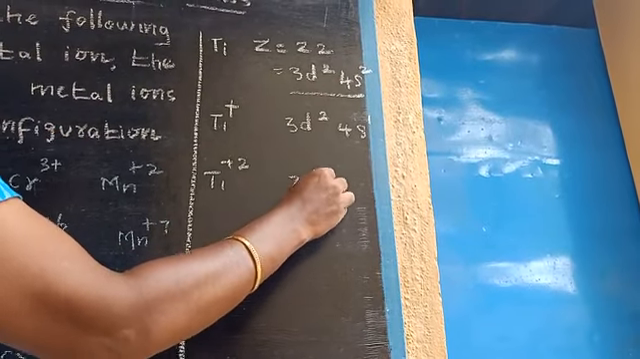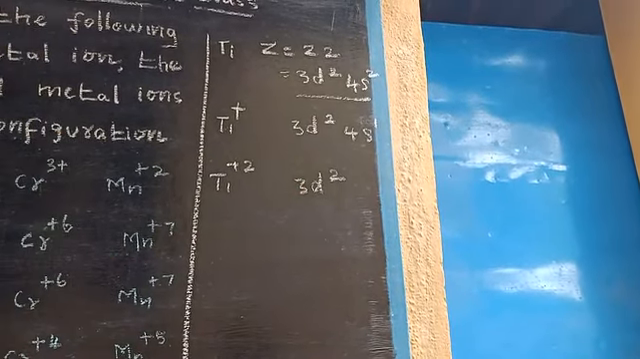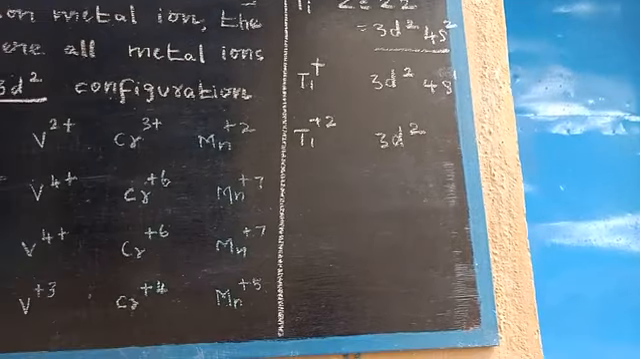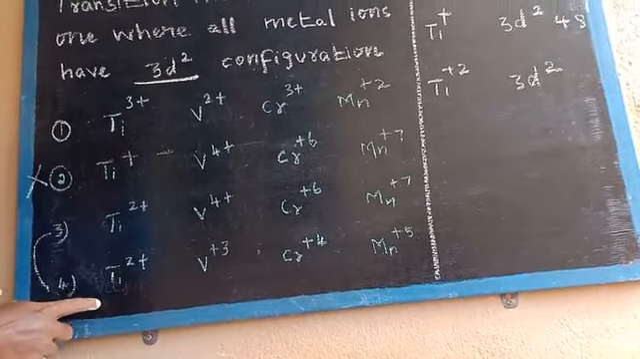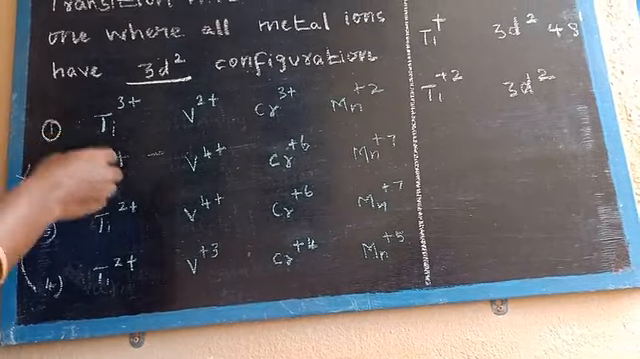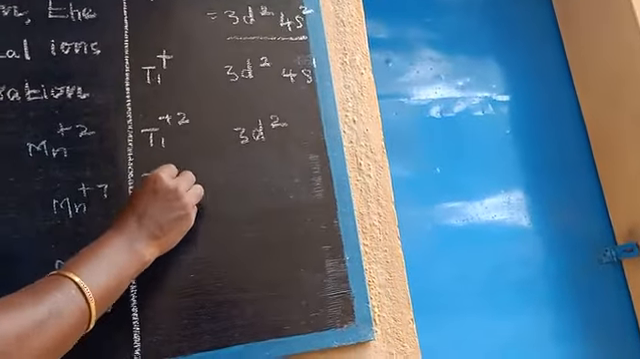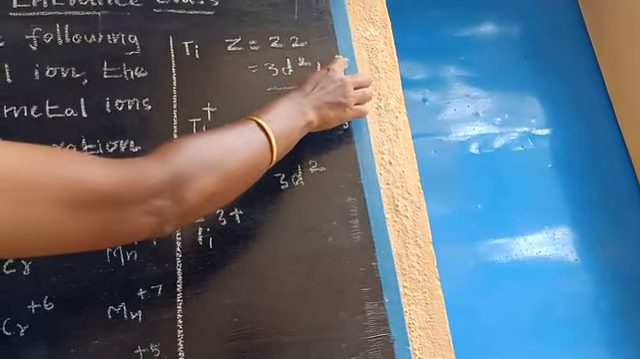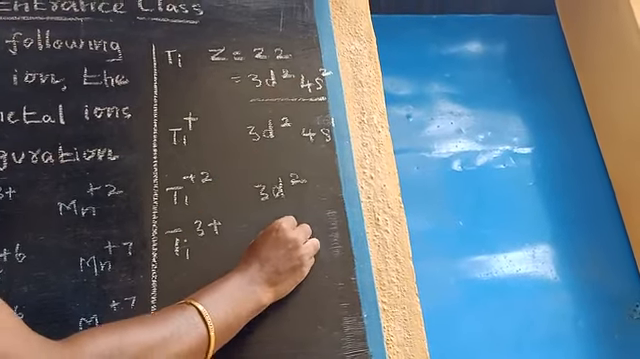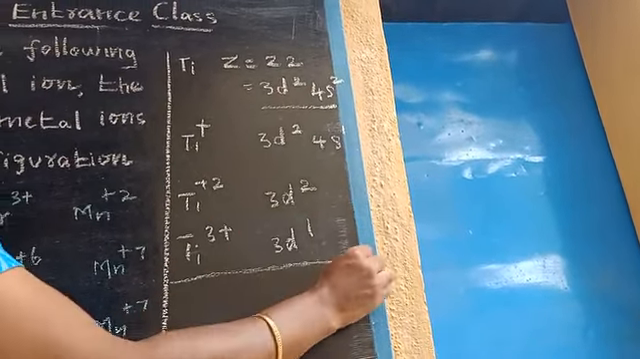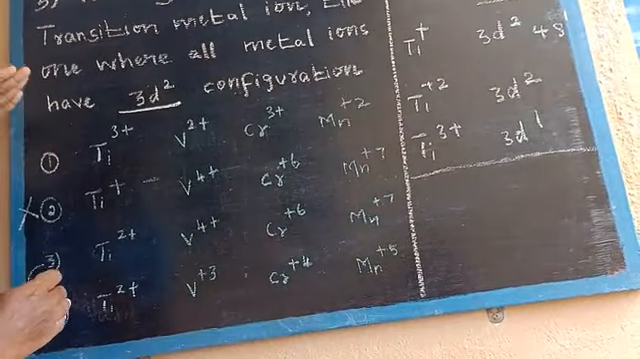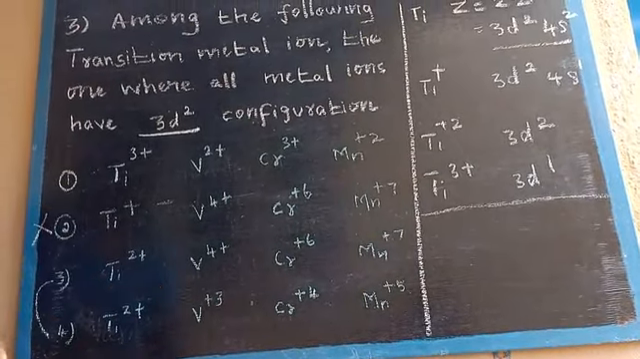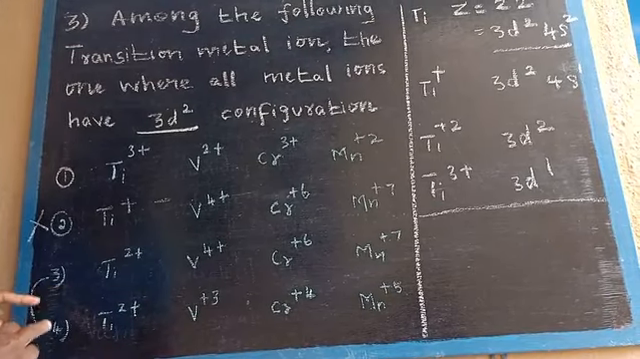So the remaining is 3d2. Now we find whether the 3rd or 4th option is correct, because both are 2+. Now check titanium 3+ also. Titanium 3+ means 3d1 configuration. Are you clear, children? So now that option is rejected. Only 2 we have.